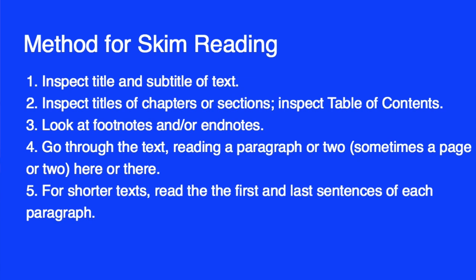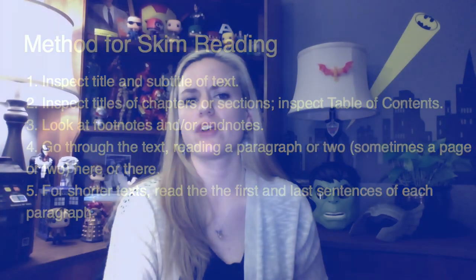Third, look at any footnotes or endnotes that are available, and then go through the text, reading only a paragraph or two, sometimes a page or two, here or there. For shorter text, read the first and last lines of each paragraph. Now this may seem interesting that as an English teacher I am telling you to just look around here or there, but remember the purpose of skim reading. It's only to discover what the text is about as a whole in a very general sense.